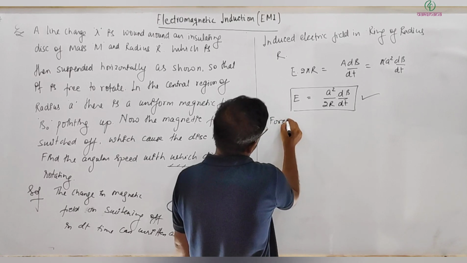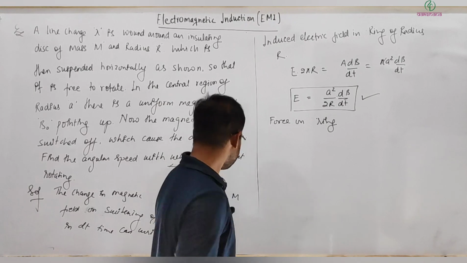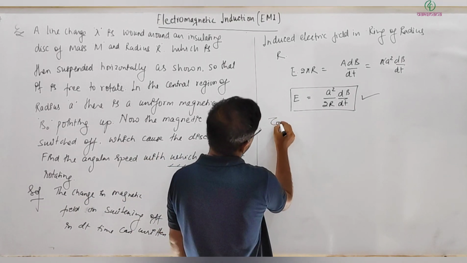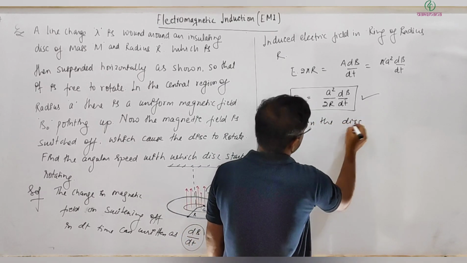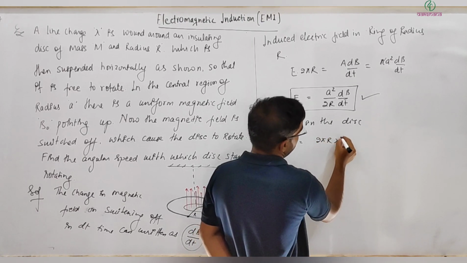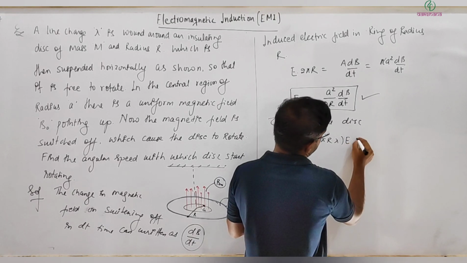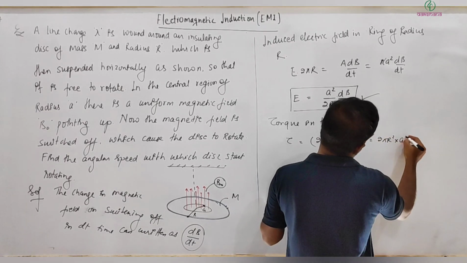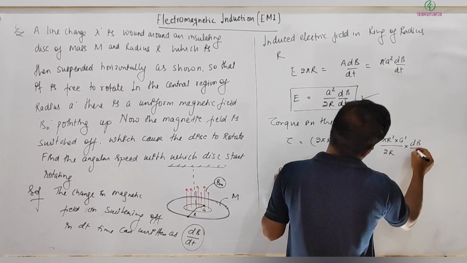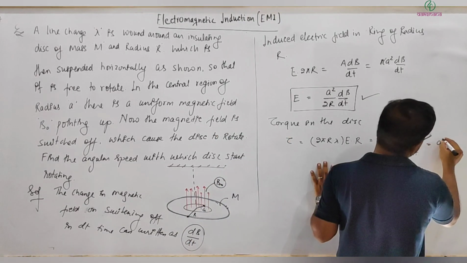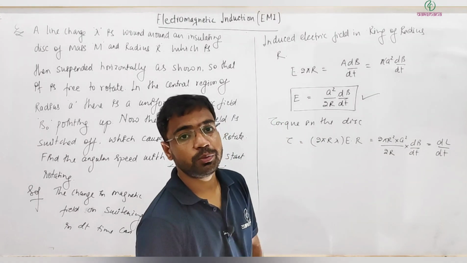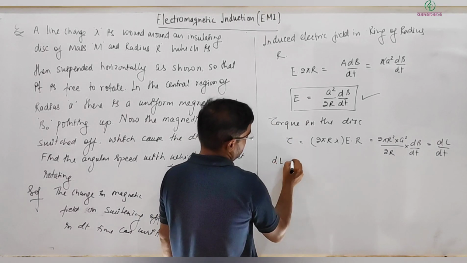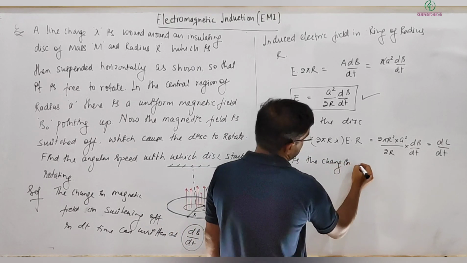So the force on the ring, is it? For that again I can take a small element, or I can directly write, instead of going for force, we can directly find the torque on the disc. So tau can be written as 2 pi r into lambda, this is the charge, multiplied by the electric field multiplied by the radius, clear? So this is tau, and it is 2 pi r square multiplied by this a square by 2 r multiplied by dB by dt. And this tau can be written as what? It can be written as dl by dt, where dl is the change in angular momentum of the disc. And remember that initially the disc is at rest, so what is the initial angular momentum? It's zero. So dl is the change in angular momentum on switching off of the magnetic field.